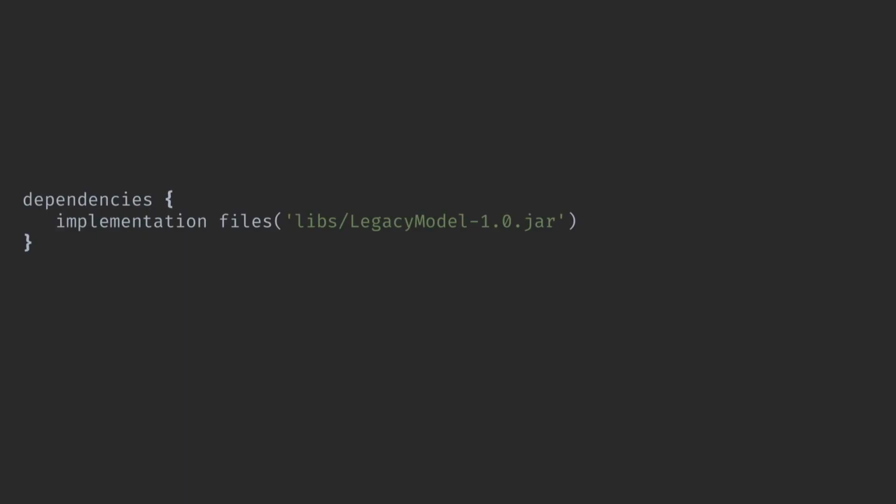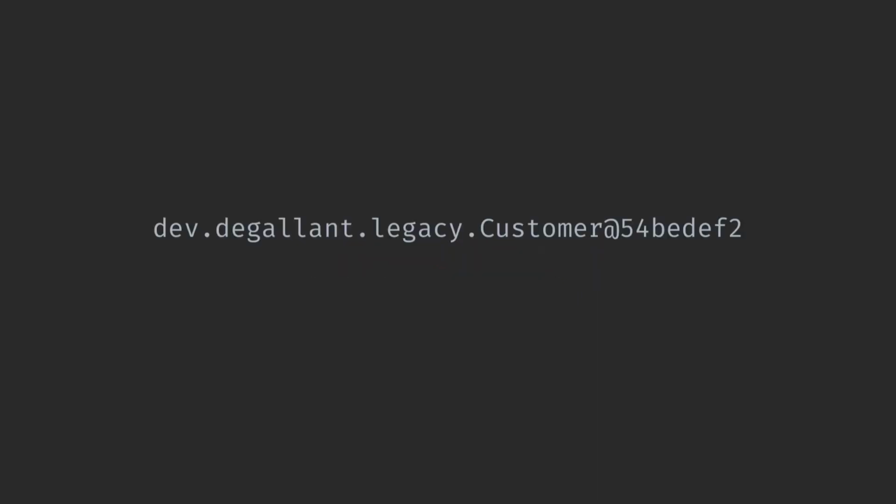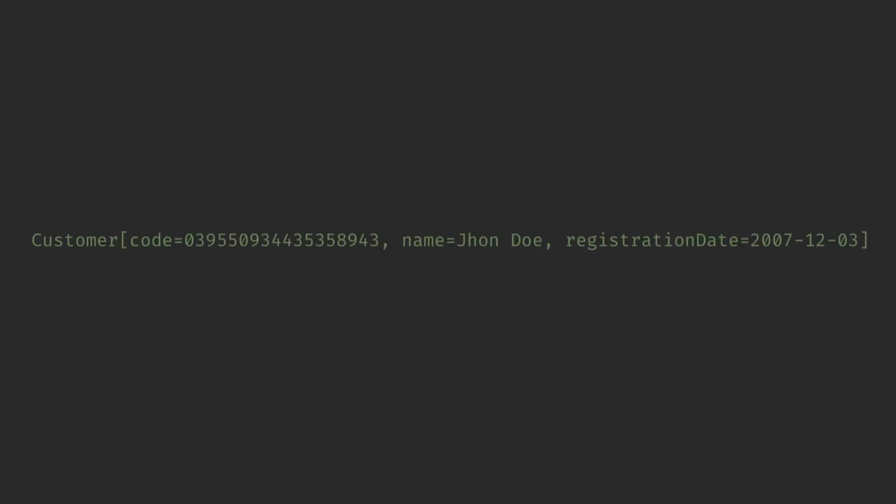In this project, I have to deal with a legacy jar file filled with POJOs that do not implement the toString method, so every time I log this object, I get this useless string. But what I really need is something like this that actually shows me something useful about the object.